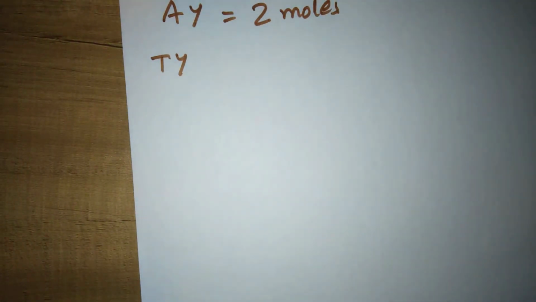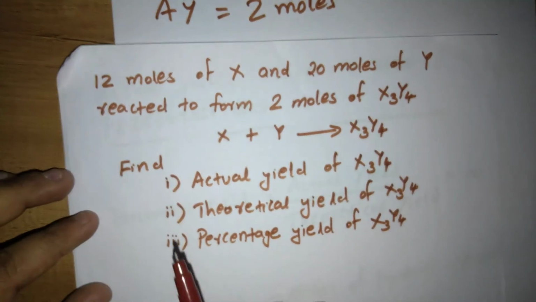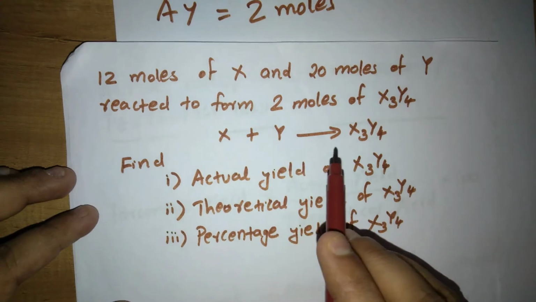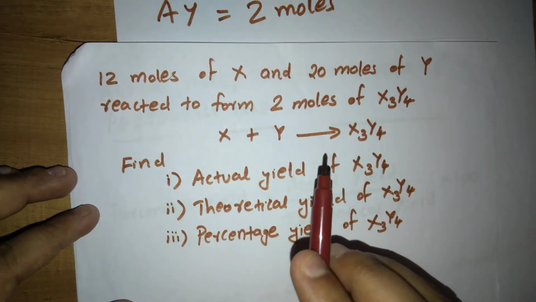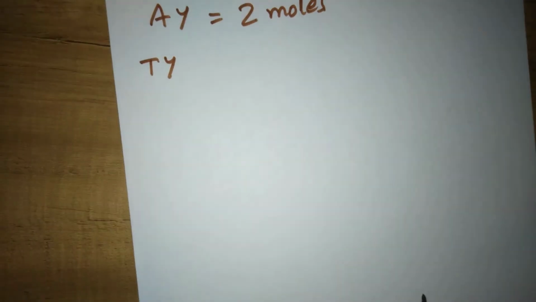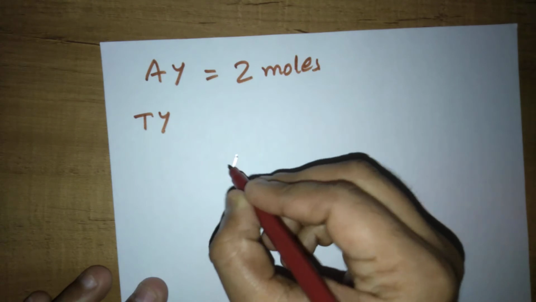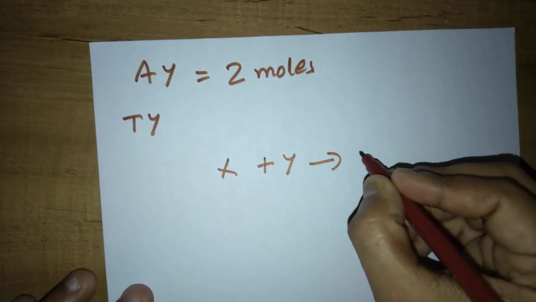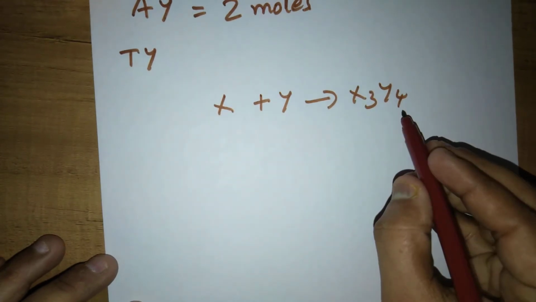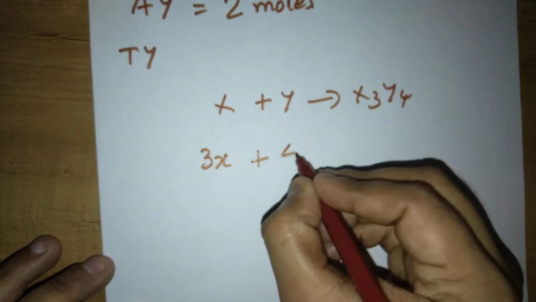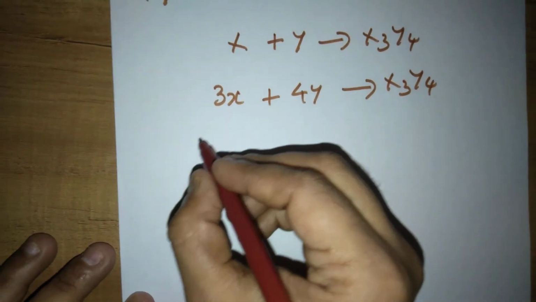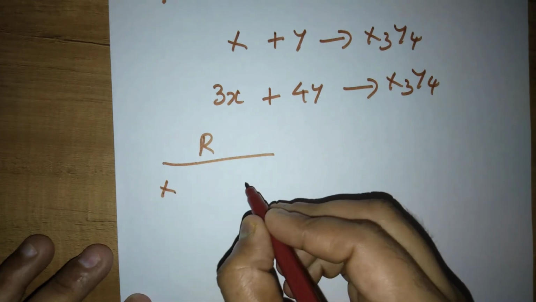For finding the theoretical yield, the first step is to find the limiting reactant of this reaction, because the limiting reactant decides the amount of product obtained theoretically, which is a calculated value. First we have to write the equation: X plus Y gives X3Y4. Balance the equation, because 3 X is there, 4 Y is here: 3X plus 4Y gives X3Y4. The reactants are X and Y.